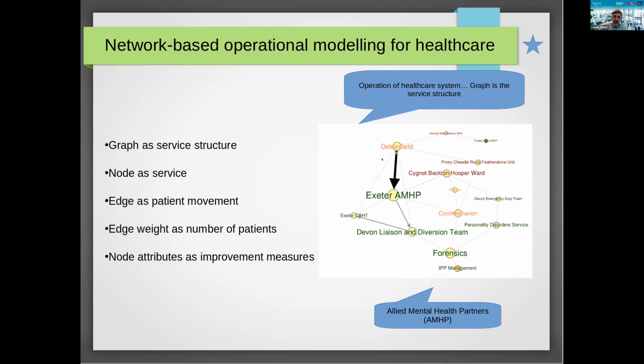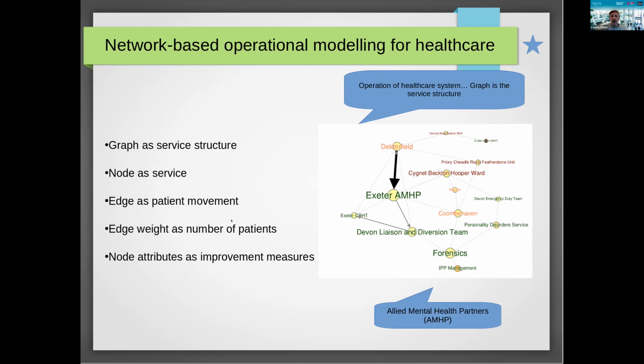If we look here, this is what we will call a directed graph, and that is because there is an arrow. We know lots of patients move from Denderfield into this Exeter AMHP. Then we can see quite a few will go down to the liaison and diversion team, and then most of those are referred back to the CRHT, but some of them could go on to forensics. So you can start to see the flow of patients through the different systems. As I say, the edge weight is to do with the number of patients moving through. So think of it as a pipe. How wide does that pipe need to be to accommodate the number of patients?